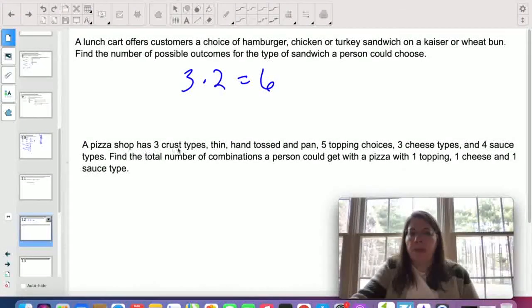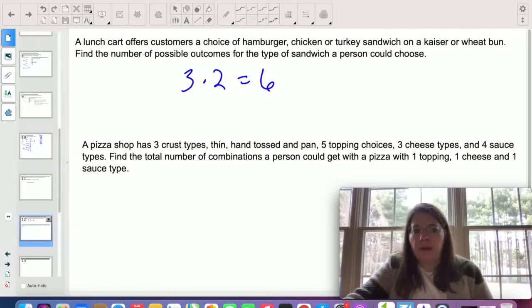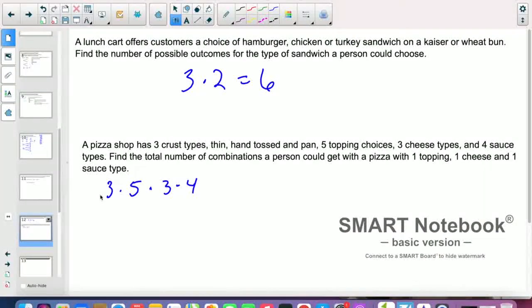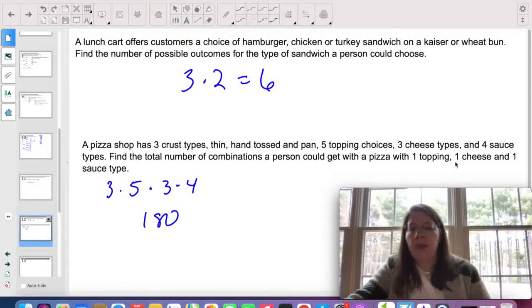A pizza shop has 3 crust types: thin, hand-tossed, and pan. 5 topping choices, 3 cheese types, and 4 sauce types. Find the total number of combinations a person could get with a pizza with 1 topping, 1 cheese, and 1 sauce type. They have a choice of 3 different types of crusts, 5 toppings, 3 types of cheese, and 4 types of sauce. So I would multiply all of those together. So that is 3 times 5 times 3 times 4, which is 180 possible combinations.